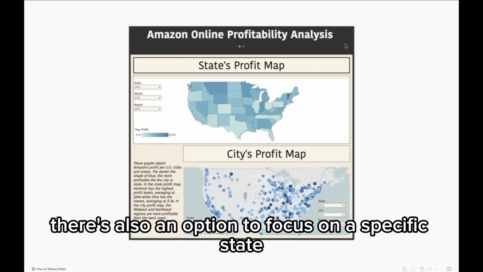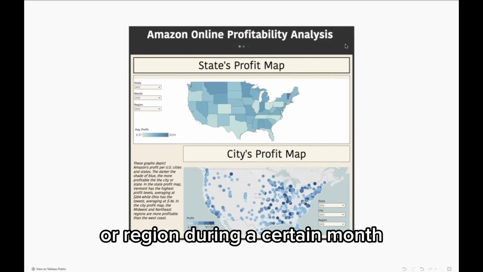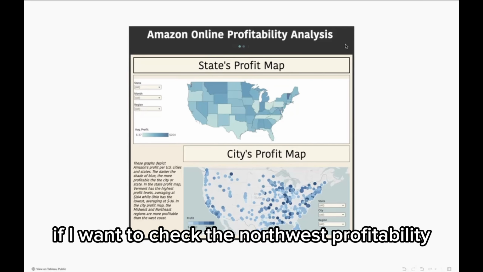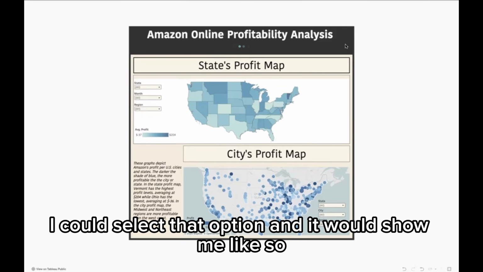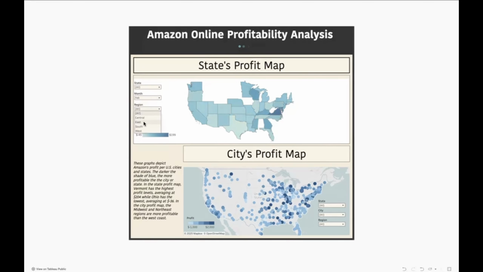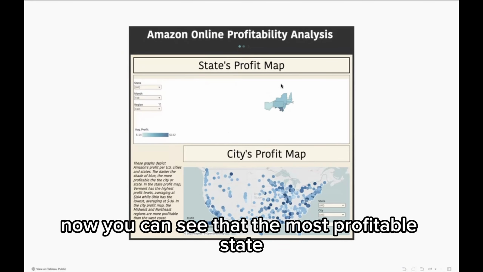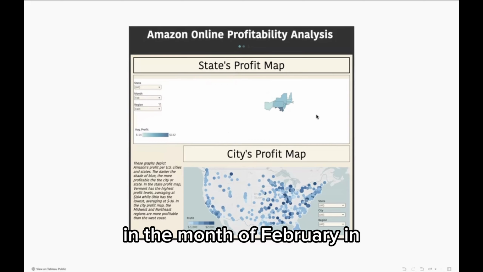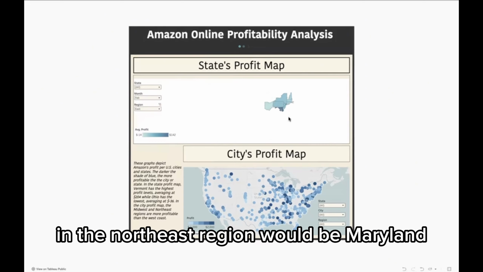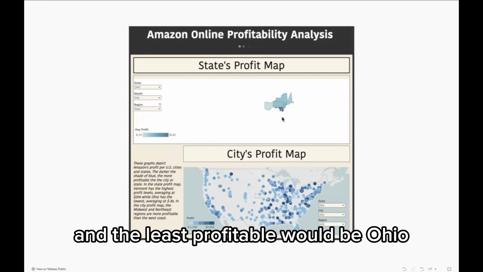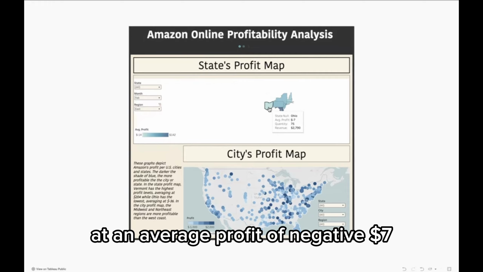There's also an option to focus on a specific state or region during a certain month. For example, if I want to check the Northeast profitability during February, I could select that option and it would show me like so. Now you can see that the most profitable state in the month of February in the Northeast region would be Maryland, and the least profitable would be Ohio at an average profit of negative $7.